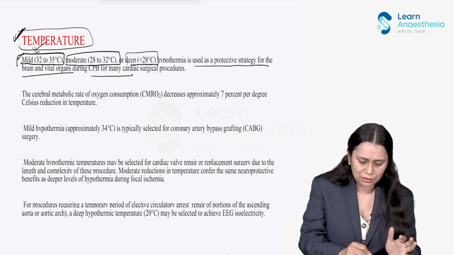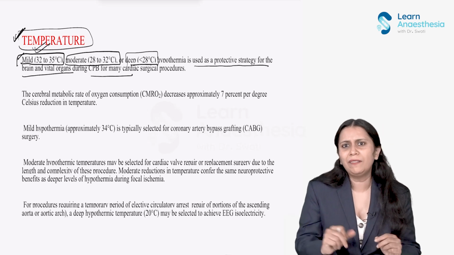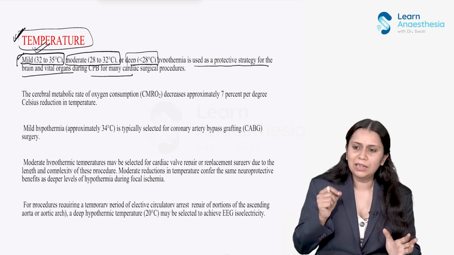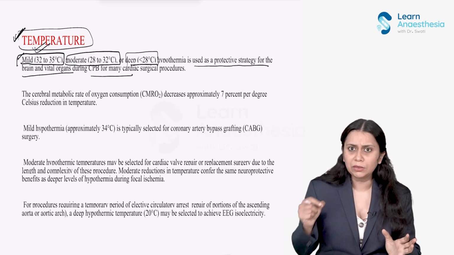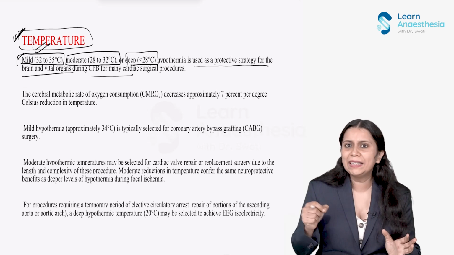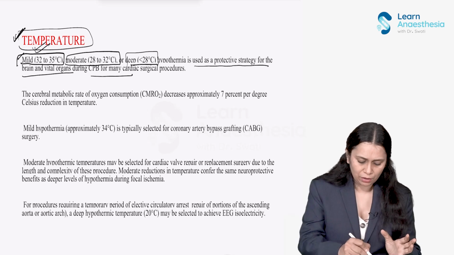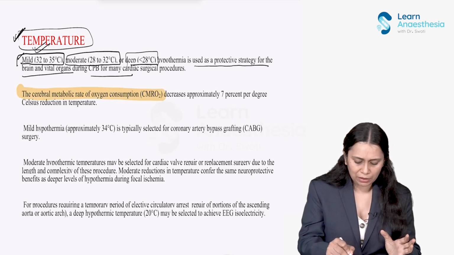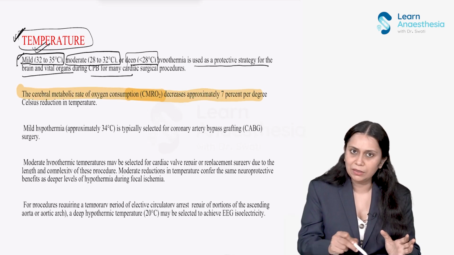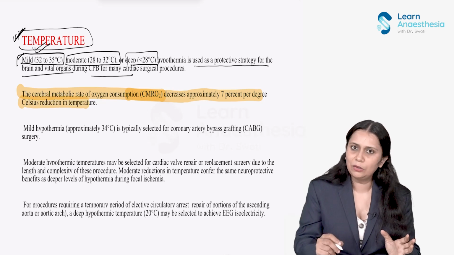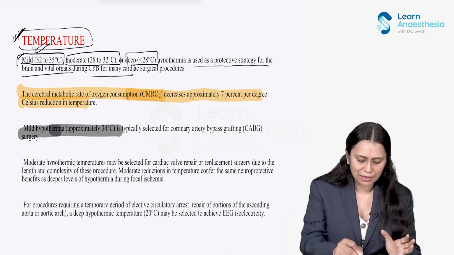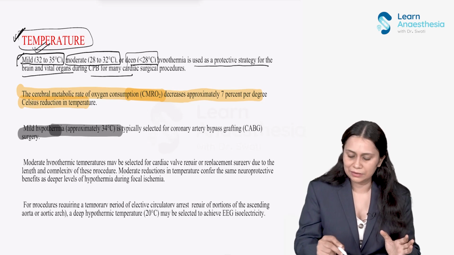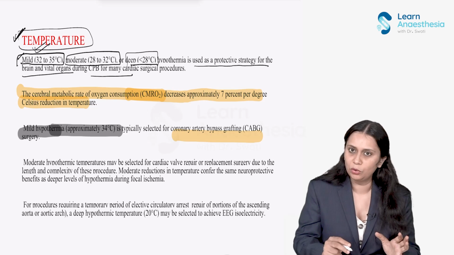Why do we practice this hypothermia? As we have discussed in so many of our lectures, hypothermia is one of the best ways for brain protection, for organ protection. Per 1 degree decrease in the core temperature decreases the oxygen requirement of the brain by 7%. So, cerebral metabolic rate and oxygen consumption decrease by 7% per degree decrease in the core temperature. Then, mild hypothermia, as I said, is approximately 34 degrees Celsius and it is used for CABG surgeries most commonly.